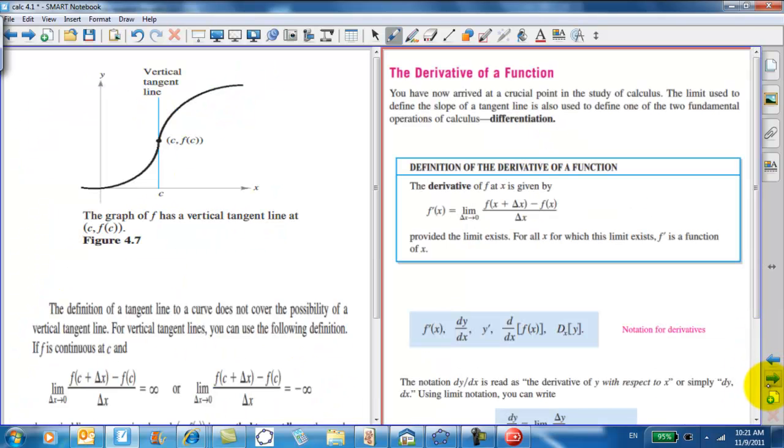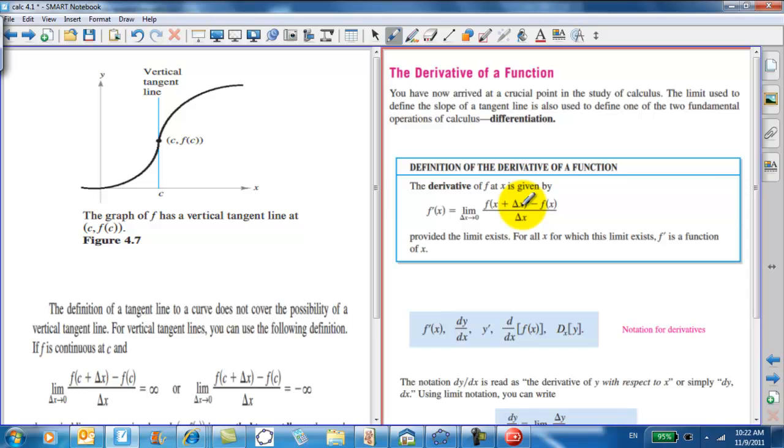So now here's the definition of the derivative of the function. That is, instead of just finding f prime at c, we can come up with f prime of x. What we've done in the definition here is replace the c's with x's. So now you can create a whole other function.